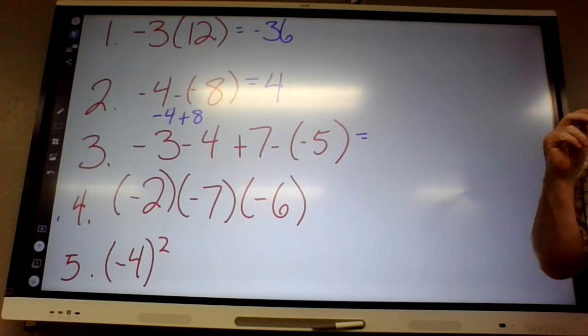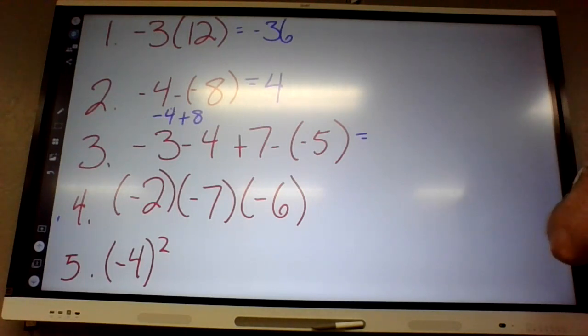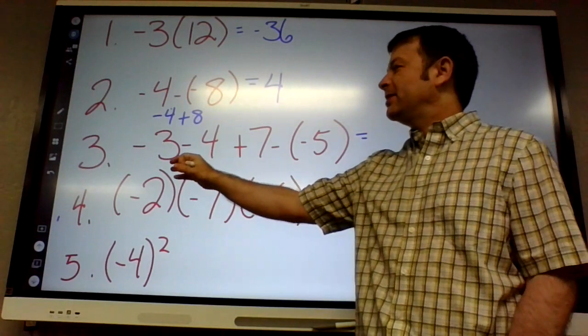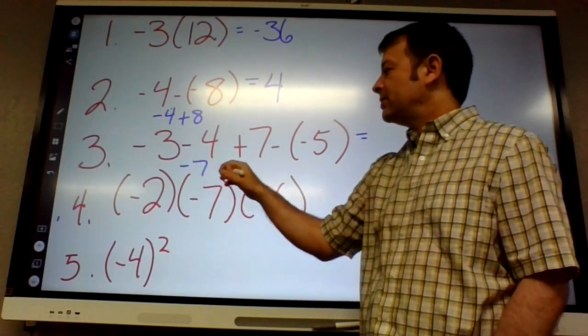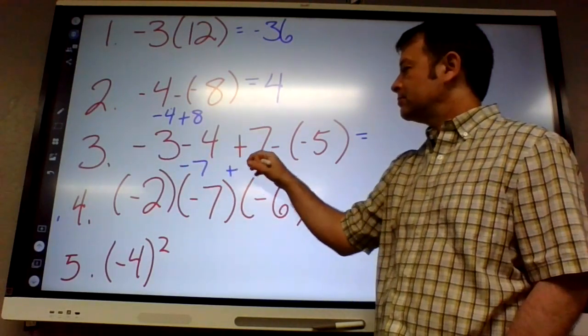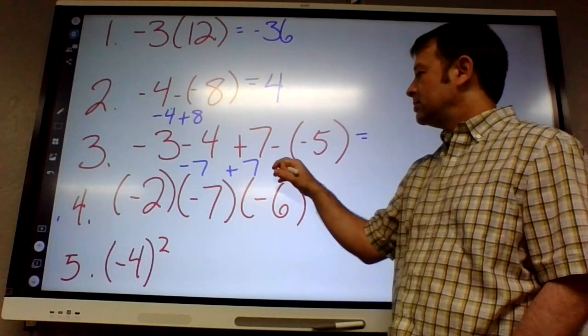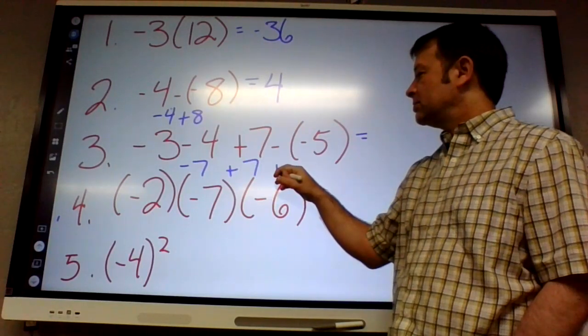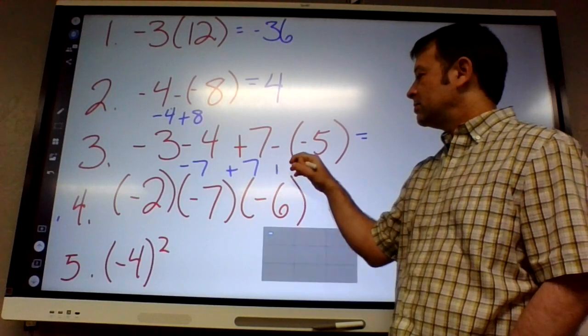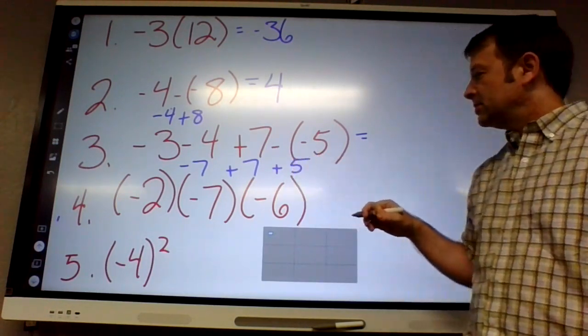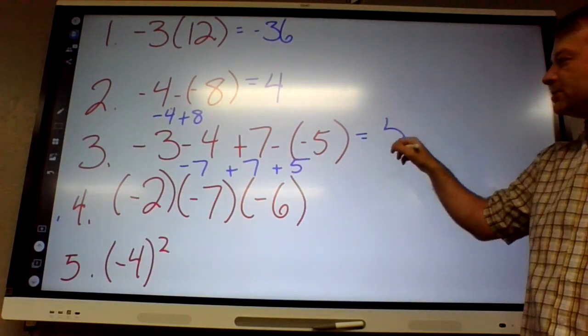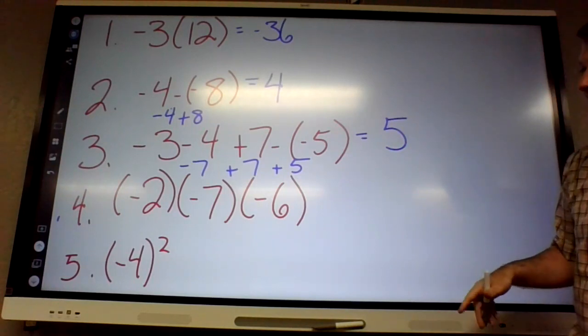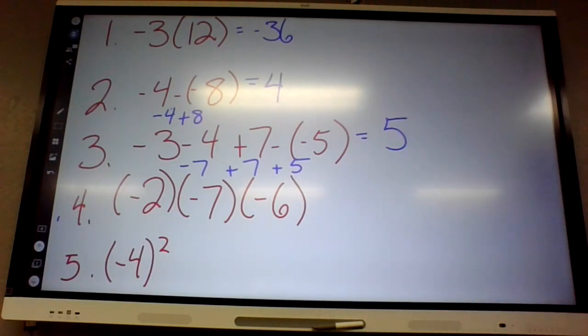So James, how about number 3? What should we do? You would do negative 3 minus 4, which would get you negative 7, and then you would add that. Well, what would this be though? That would be negative 7. Okay. And then you'd add it to 7 to get 0. And then you would do minus negative 5, which would be 5. So it is 5. Okay, Bo.